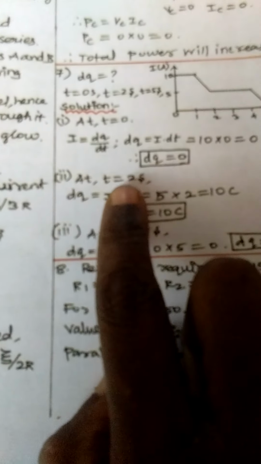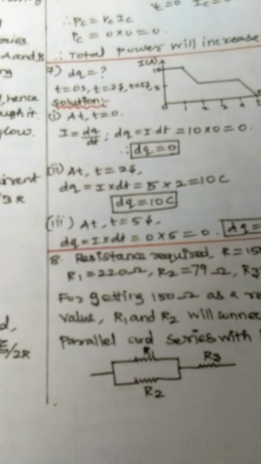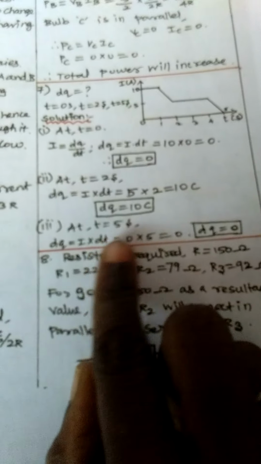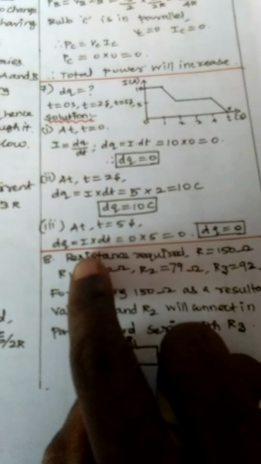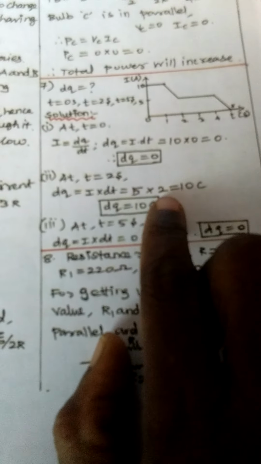Second one, the time is given as 2 seconds. How much current is passing through the circuit? We want to find the charge. Again we use the same formula, dq equal to I into dt. At 2 seconds, the current value is 5. So 5 into 2, that is 10. So 5 twos are 10. That is the charge, in coulombs. C is the unit of charge, the coulomb.